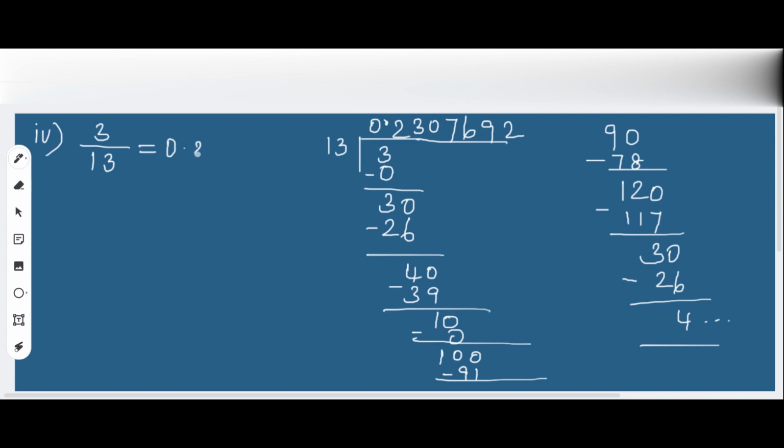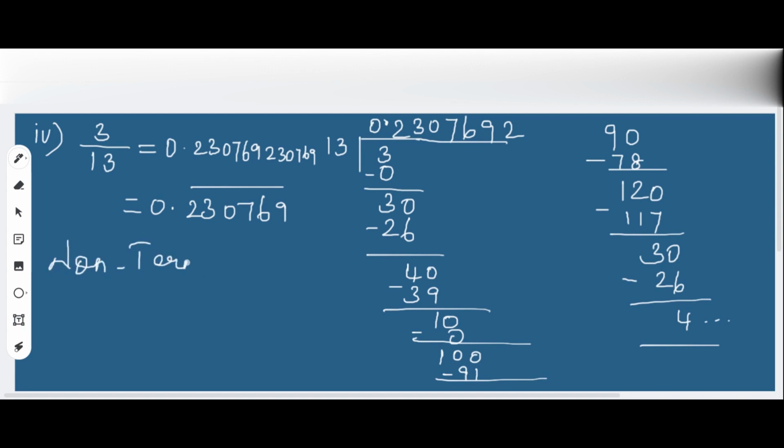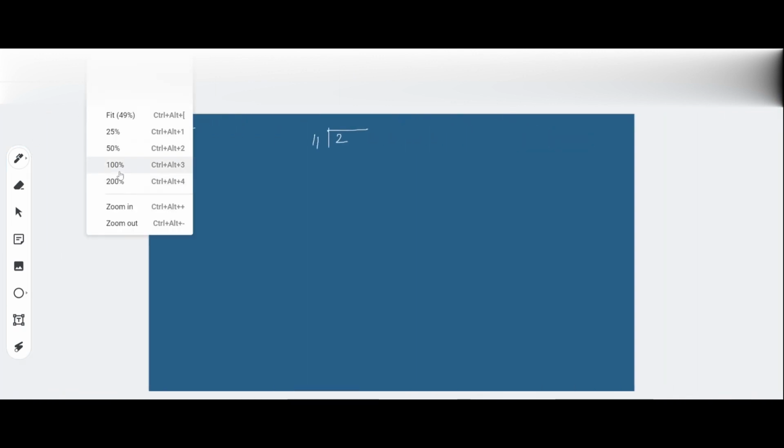So the answer is 0.230769. Again, 230769. Which numbers are repeating? 0.230769 is repeating. So you keep a bar at the top. So this is the answer. This is non-terminating and also repeating. Okay. This is the answer for the given question 3 over 13.